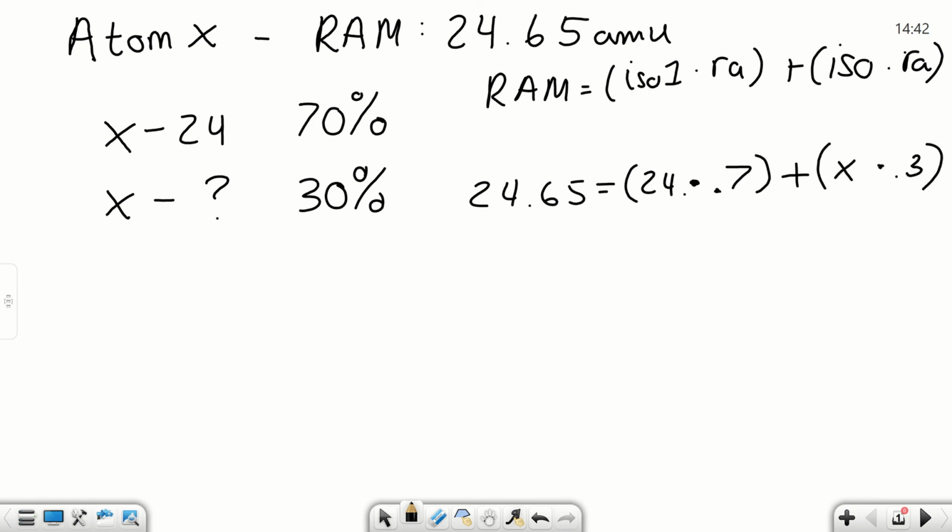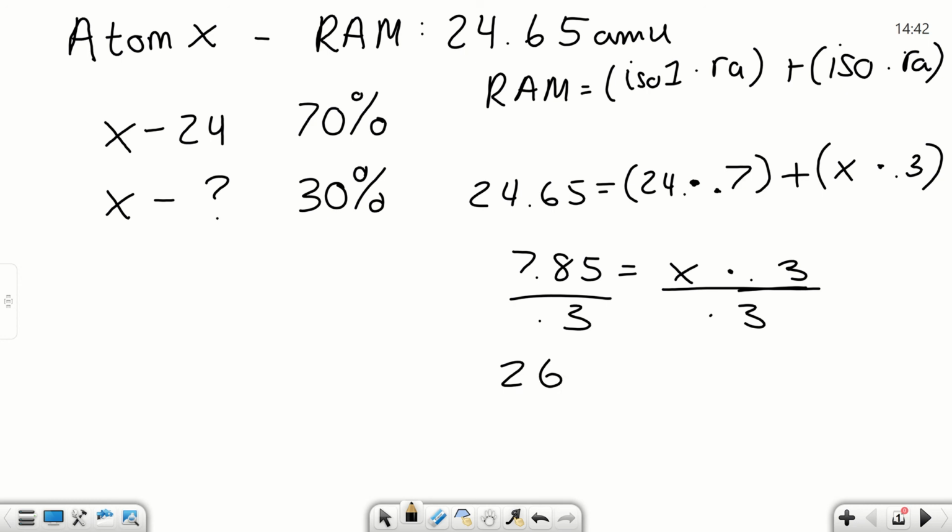And it's just an algebra equation. Okay? If I solve this one for you, I would subtract out the 24 times 0.7, so that would be 24.65 minus 24 times 0.7. That comes out to 7.85 equals x times 0.3. I divide both sides by 0.3. And this comes out to, yeah, you'll get kind of a funky decimal. It's 26.17. I mean, you could basically say maybe that can be rounded down to 26, okay, because it does have to be a mass number.